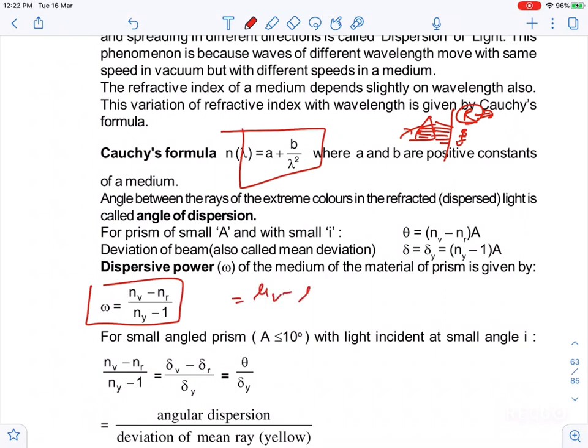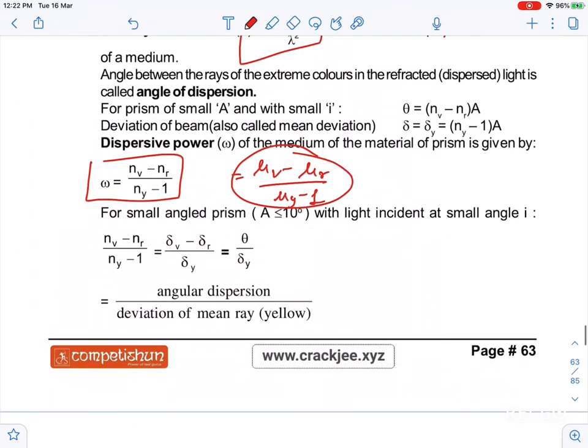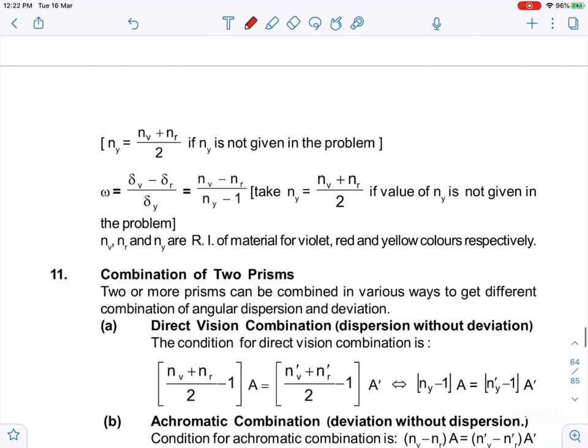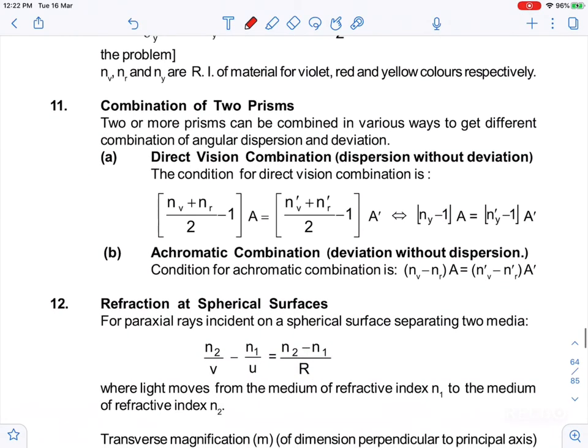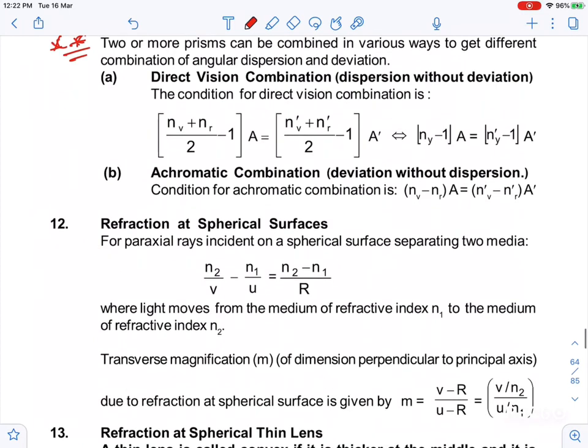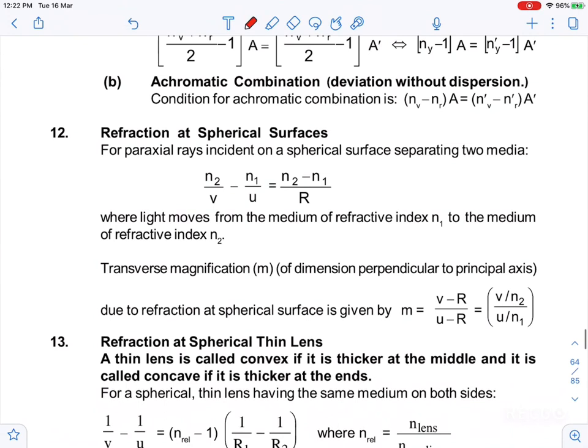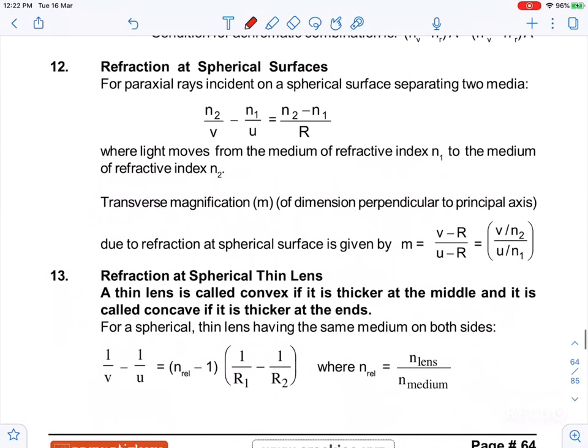Dispersive power you have to keep in mind. Dispersive power is mu for violet minus mu for red upon mu for yellow minus 1. This dispersive power I have discussed in my lectures, so you can see that lecture for it. And angular deviation, dispersion, this is the combination of prisms, if two or more prisms are added. Guys, this cannot be asked in JEE because this is not in the syllabus of JEE now. They have just removed it.